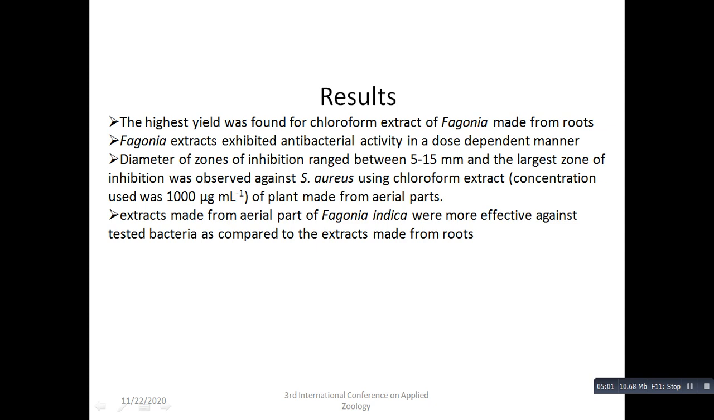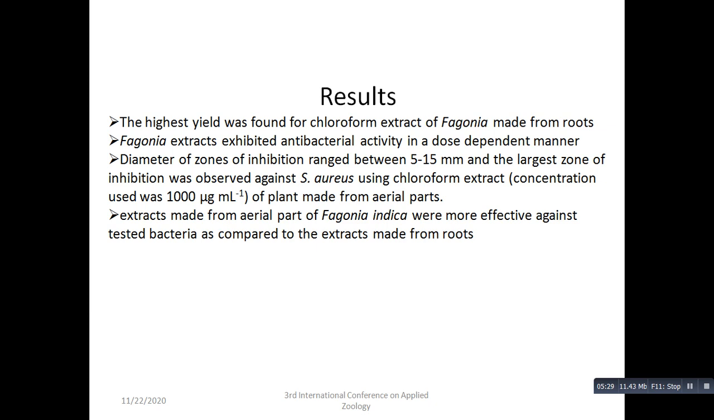Diameter of zone of inhibition ranged from 5 to 15 millimeters, and the largest zone of inhibition was observed against Staphylococcus aureus using chloroform extract of the plant made from aerial parts. The results also indicate that extracts made from aerial parts of Fagonia indica were more effective against tested bacteria as compared to the extracts made from roots.